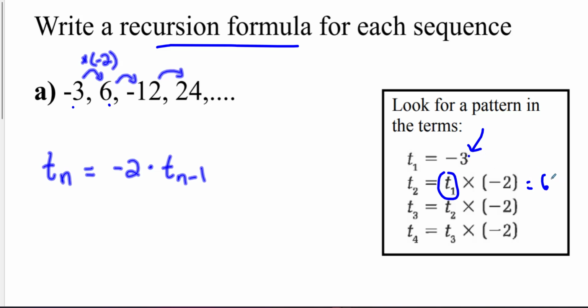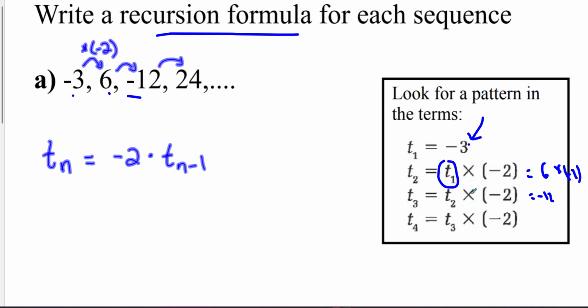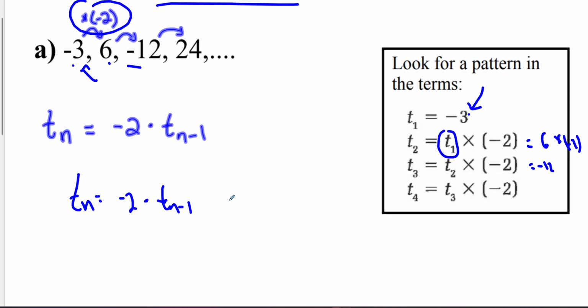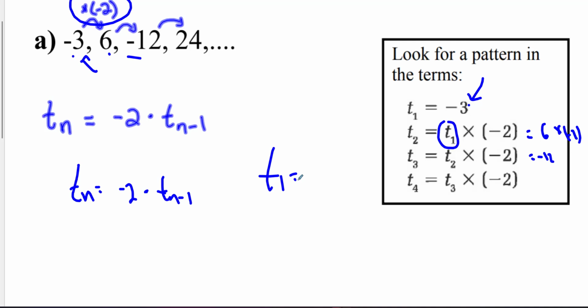We know the second term is 6. So 6 and -3, how are they related? Well, they're obviously related by -2. And then we know the next term is -12. And how are -12 and 6 related? Well, they're related by -2. So essentially the pattern is you're taking the previous term and just multiplying by -2. So how do I write that? Well, I write Tn is equal to -2 times Tn minus 1, because n minus 1 basically means the previous term.